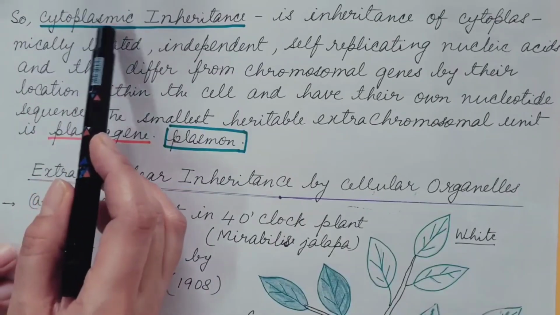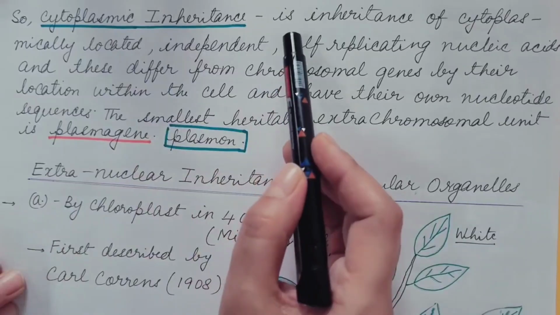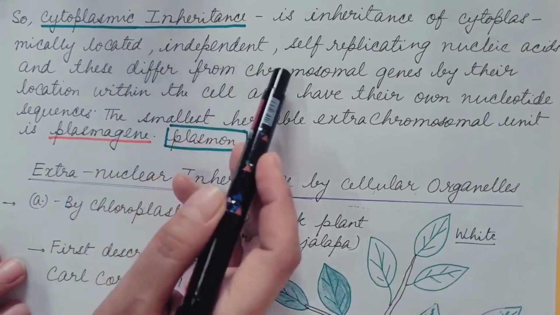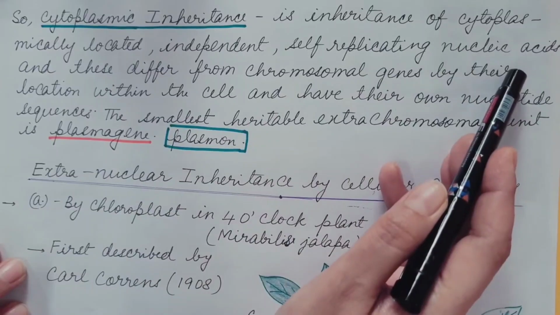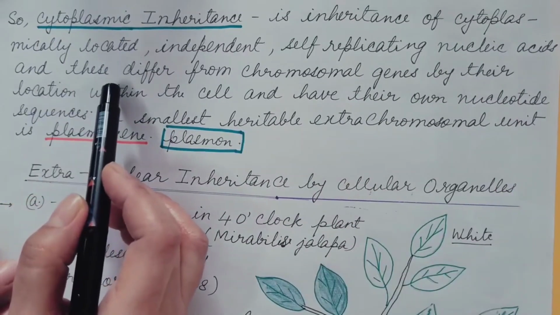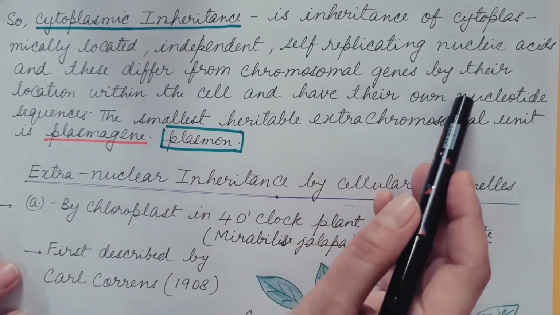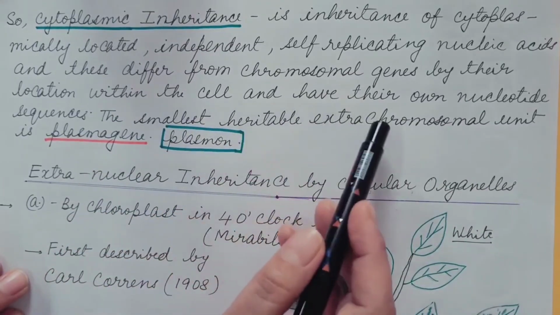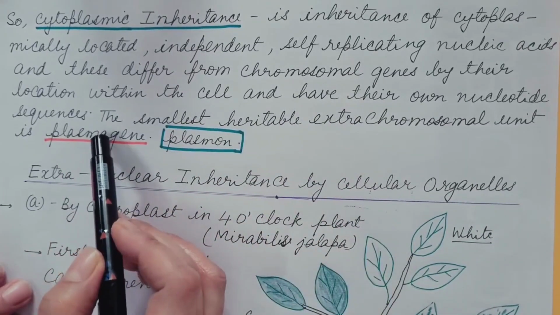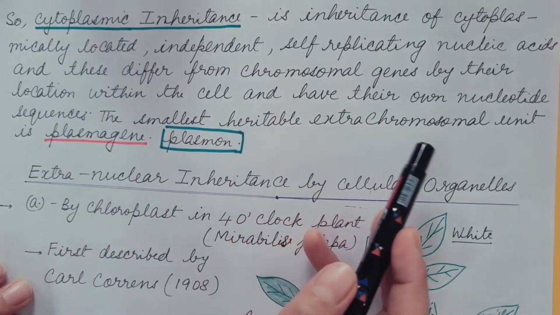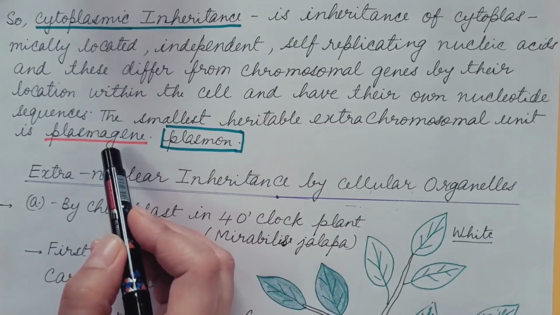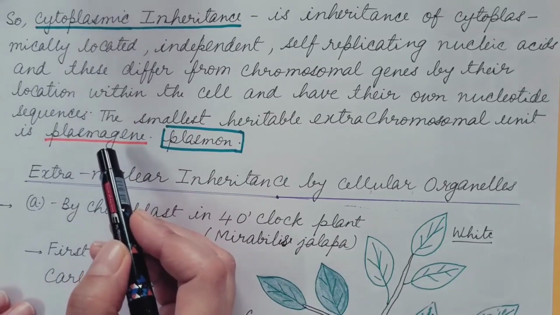So, what is the definition of cytoplasmic inheritance? It is the inheritance of cytoplasmically located independent self-replicating nucleic acids, and these differ from the chromosomal genes by their location within the cell and have their own nucleotide sequences. The smallest heritable extrachromosomal unit is known as a plasmagene, and all of the plasmagenes of the cell constitute the plasmon.